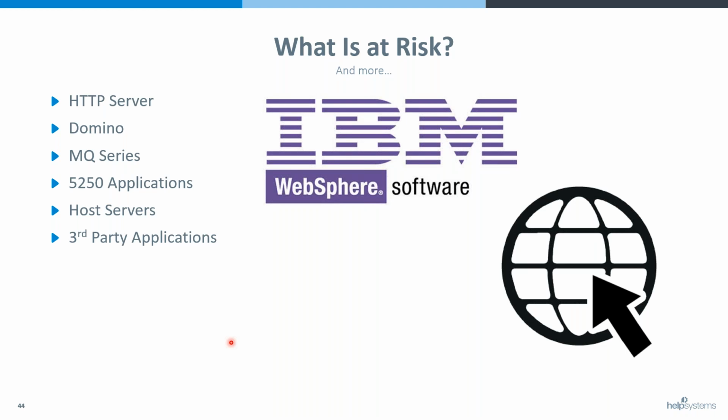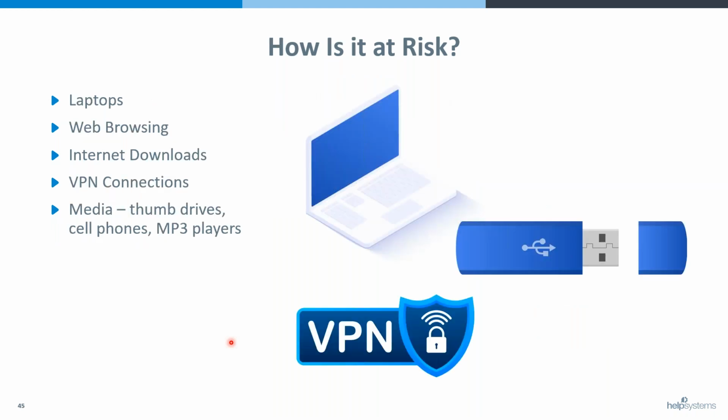HTTP servers, your web servers could be compromised in an attack. They're highly at risk. MQ series, your 5250 applications, host servers, any third-party applications could be damaged as well. Of course, we have to consider how it could be at risk. So how is it possible that this is going to be at risk?